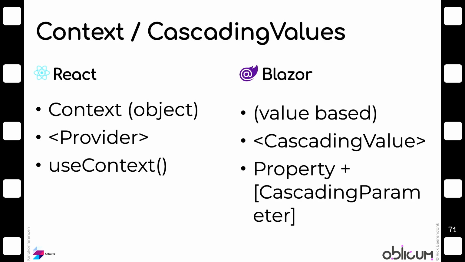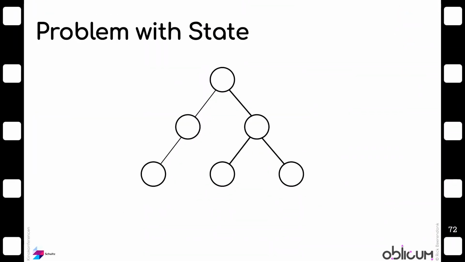You wrap a piece of user interface, you say cascading value, and then you pass values down. Now in a React component you generally use the useContext hook to get the values. In Blazor, it's like writing a normal property with, not a parameter on top, but cascading parameter on top. That's it. So what problem do we solve? We solve the problem that you pass data down multiple layers, and normally you have to pass it down step by step.